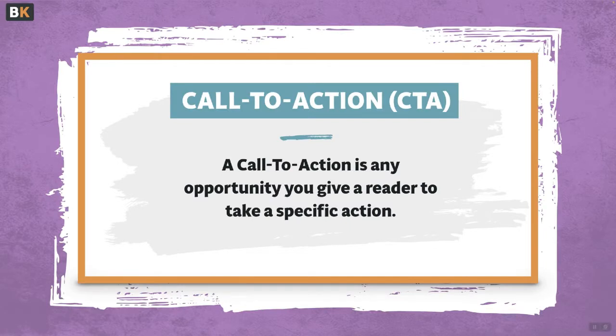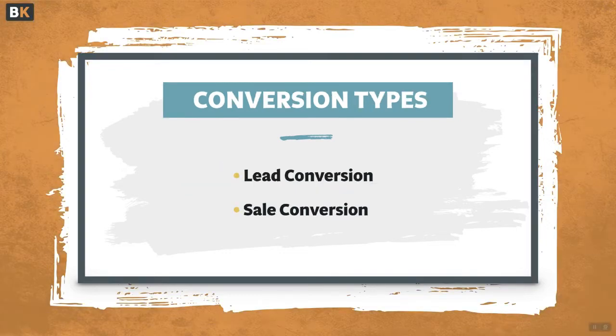So let's talk about calls to action, or CTAs. A call to action is an opportunity to give a reader a chance to take a specific action. So let's talk about the different conversion types to really dive into the different actions that they can take. There are two different conversion types. There are lead conversions, whenever a visitor opts into your email list. That's a lead conversion. And there are sales conversions, when a visitor or lead buys an offer from you and becomes a customer.